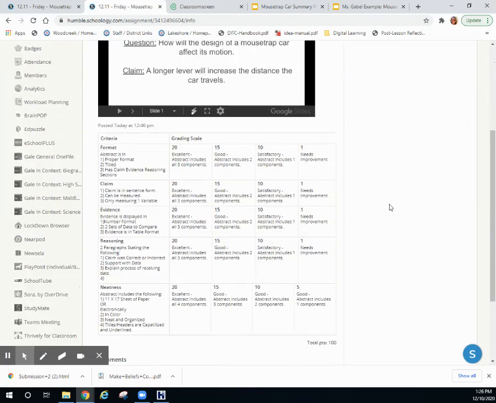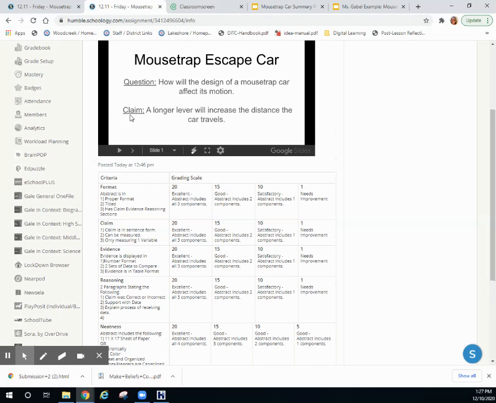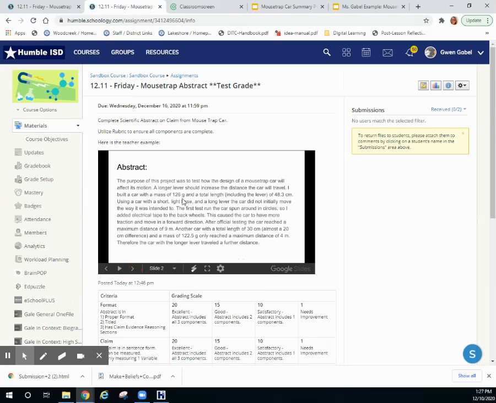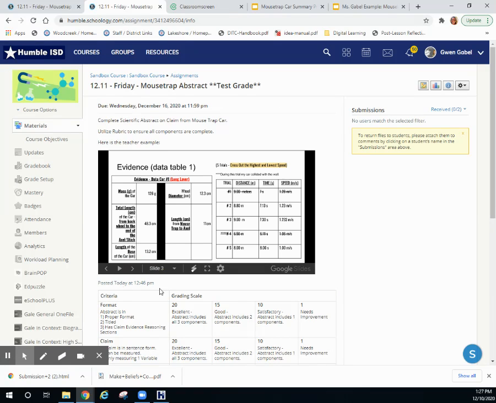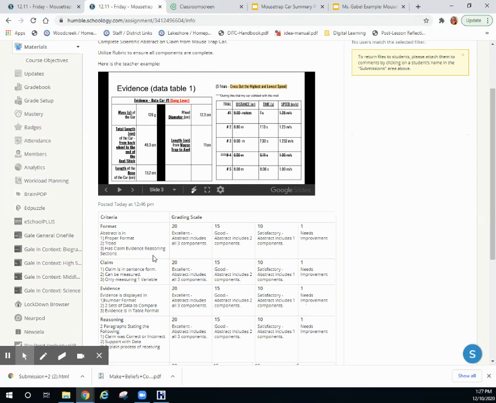Here is the rubric. So you need to have good formatting. It needs to be titled and have claim, evidence, and reasoning sections. So my claim is here, my reasoning is my abstract, and my evidence is my data table. So I have all of those components, and I got 20 points for that section.